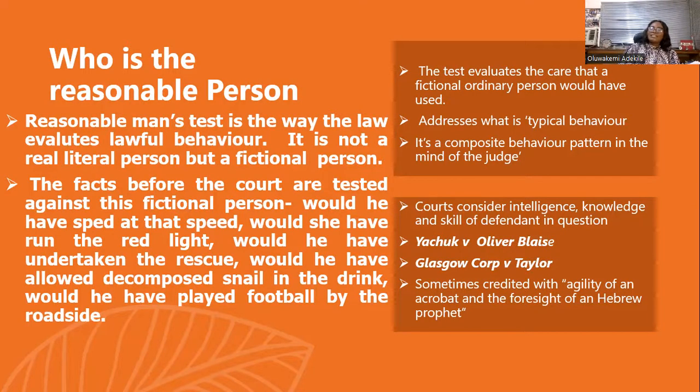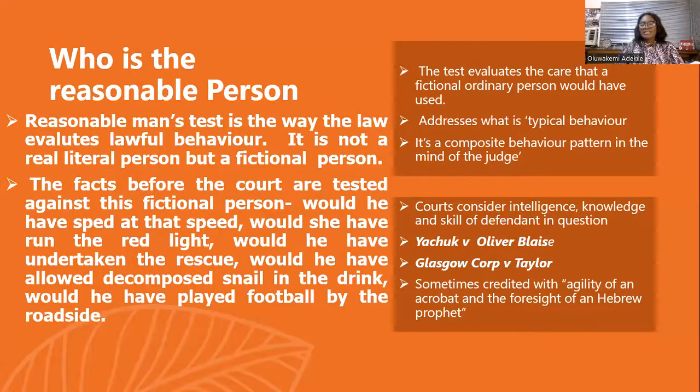And the court, in trying to evaluate this person, will consider the intelligence of the average person, the knowledge, the skill, and how the average person would behave. The courts will look at intelligence. For instance, in a case like Yachuk v Oliver Blais, where someone gave fuel to a child of about 9 years old, the court said that a reasonable person will not give fuel to a child because it's combustible. There's no way a child of that age will be able to handle fuel.